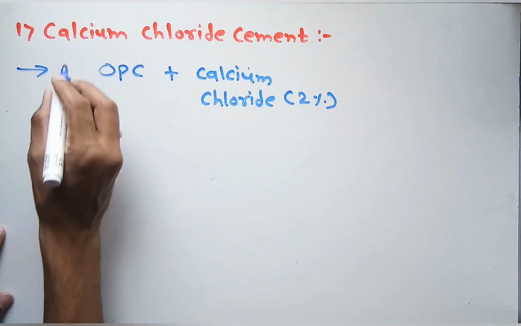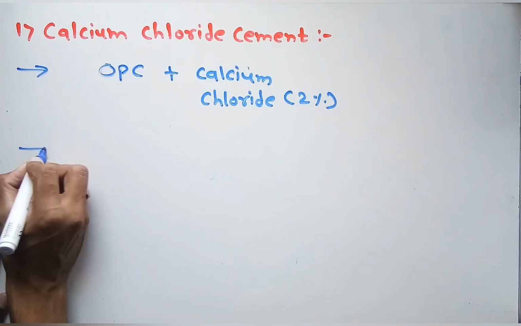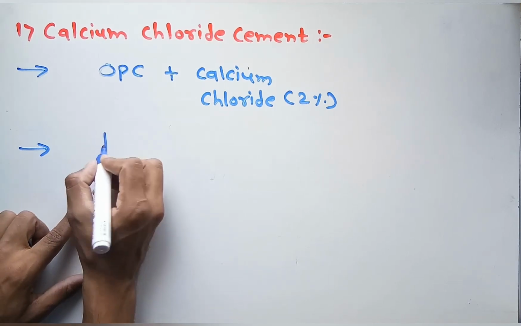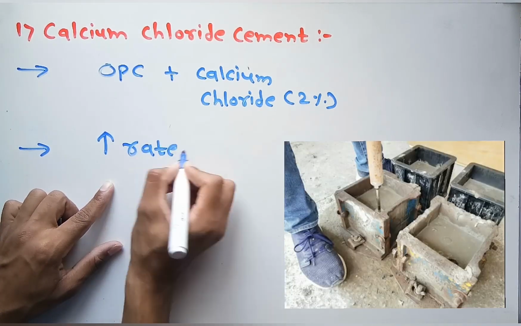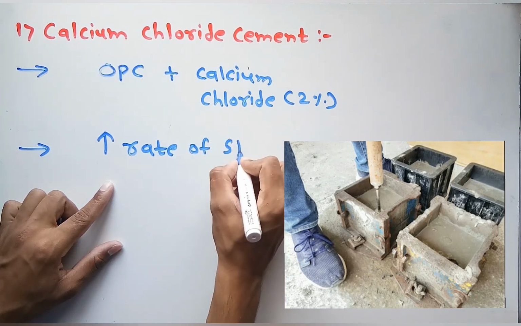Then we will see the main function of calcium chloride. Calcium chloride increases the rate of strength development.